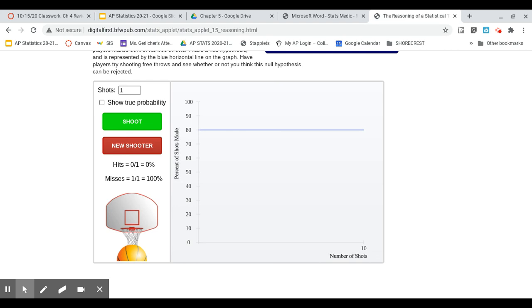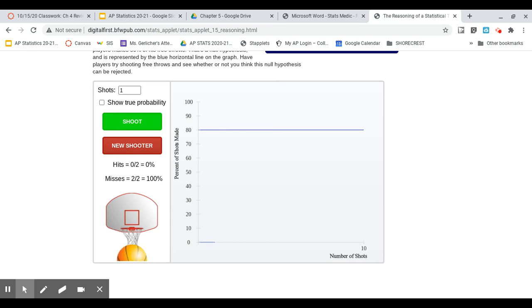So she has a 0% hit rate right now. Or misses, she got 1 miss out of 1 try. So she has a 100% miss rate right now. So on this graph, you can't see it, but there is in theory a little dot on the 0 there. Okay, let's do another shoot and it'll make more sense.